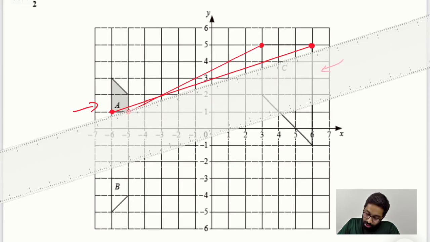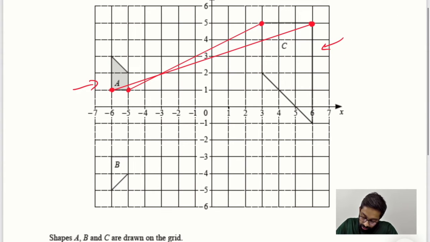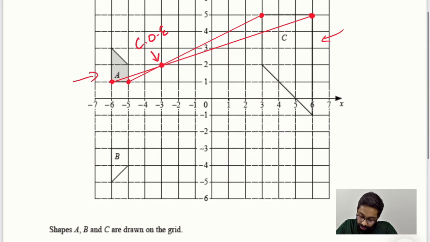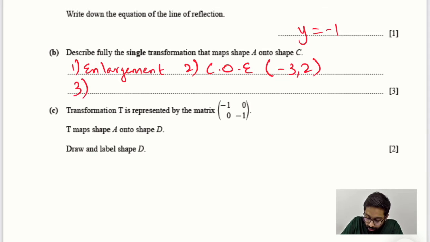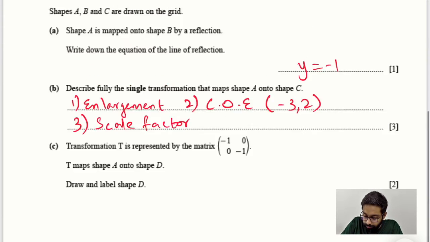Okay, so as you can see, these two lines intersect at this point right here. So the center of enlargement is minus 3 and 2. So this is our second point. The COE is minus 3 and 2. Okay, the third point is let's find the scale factor.